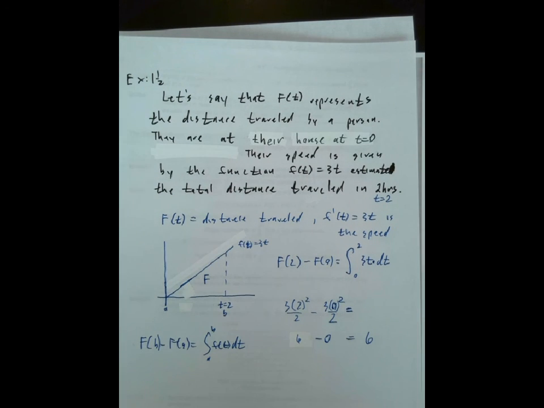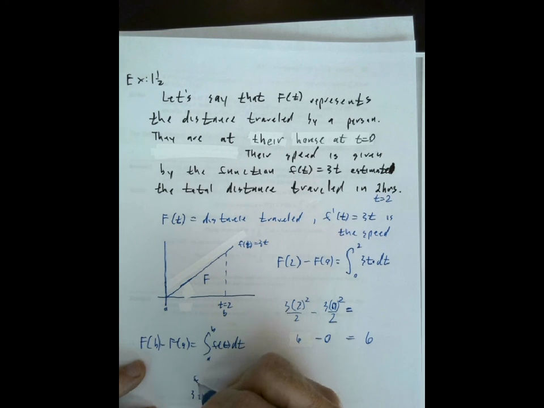We did this before. We used our little antiderivative formula: if the derivative is equal to 3t, then the function that has 3t as its derivative has to be 3t squared over 2, because if you take the derivative of this, you get that. So if this is f of t, this is f primed of t, which we've been calling little f of t. Okay, so that's what I did here.